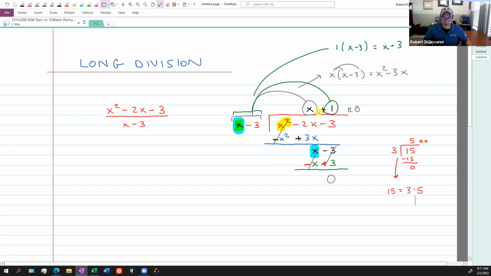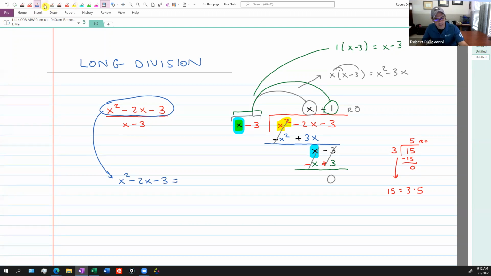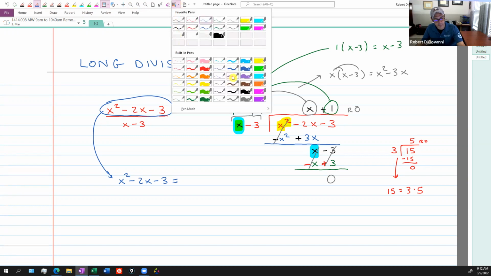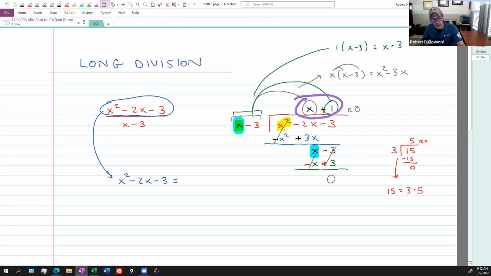So what this is telling me is that the numerator, this right here, could be rewritten as these two things multiplied. I'm running out of colors. It could be written as, let me see, these two things multiplied, right? Those two things multiplied should give me what's underneath here. Just like the 5 times 3 should give me the 15.